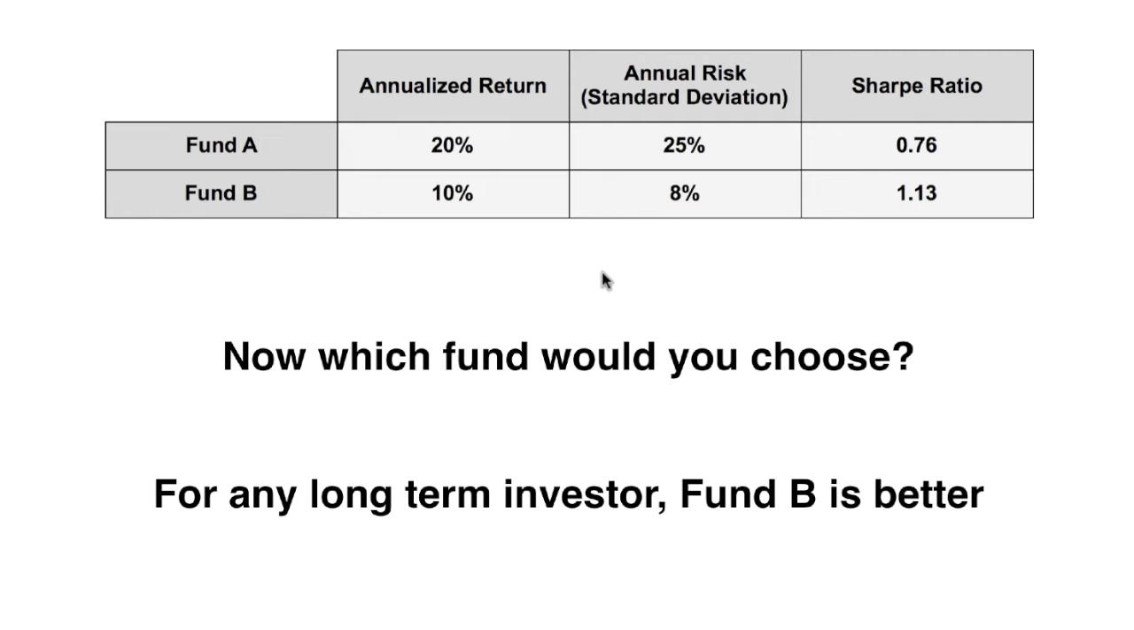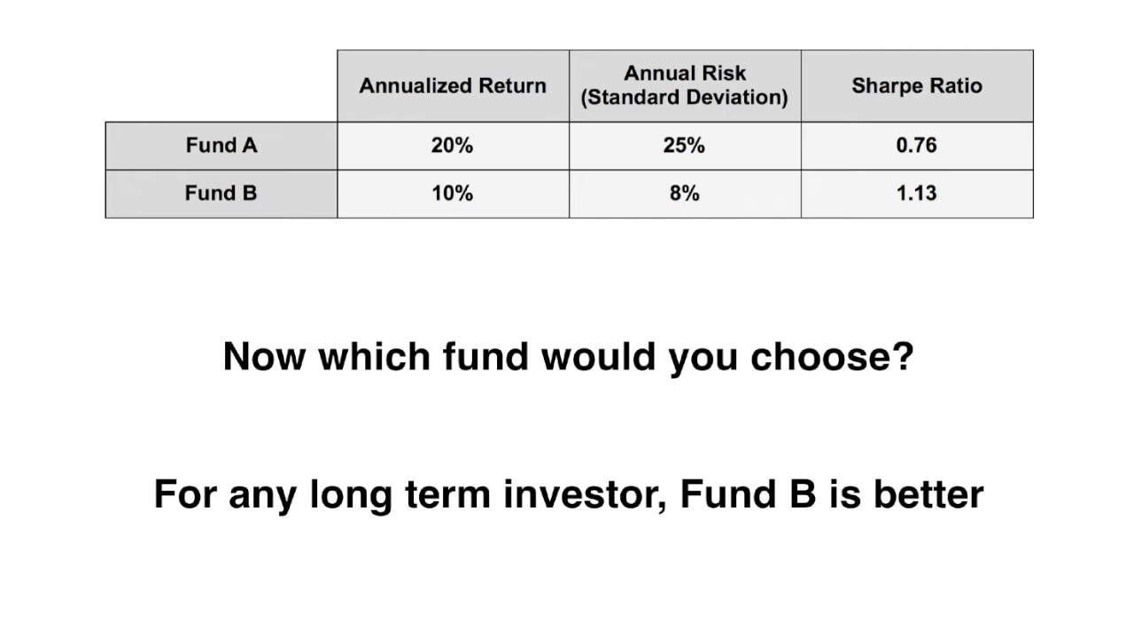So now adding the Sharpe ratio, of course, it becomes clear. While Fund A did return more money, Fund B is definitely the better investment. The higher the Sharpe ratio, the better, and Fund B with only 10% return, but very consistent, is a much better investment in this case.